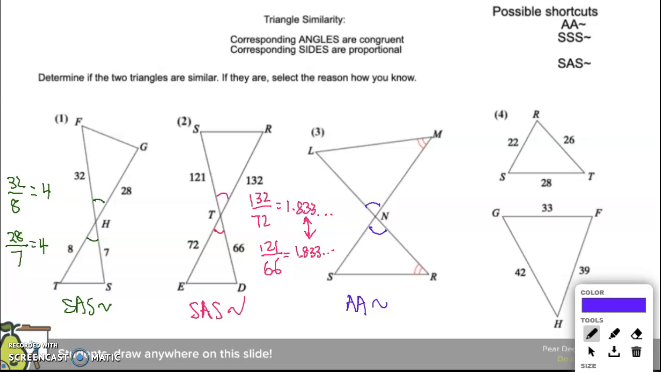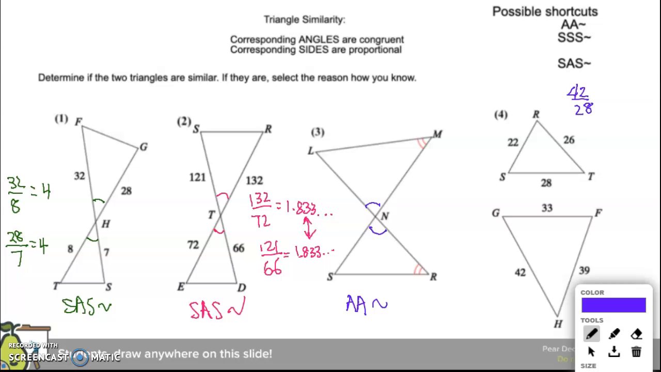Okay, what about this? The only possibility is we are only given the sides. We are given 3 sides, so that means it's possibly side-side-side. So we need to match up the sides. The longest side is 42. The longest side here is 28. 42 over 28 will be one proportion.